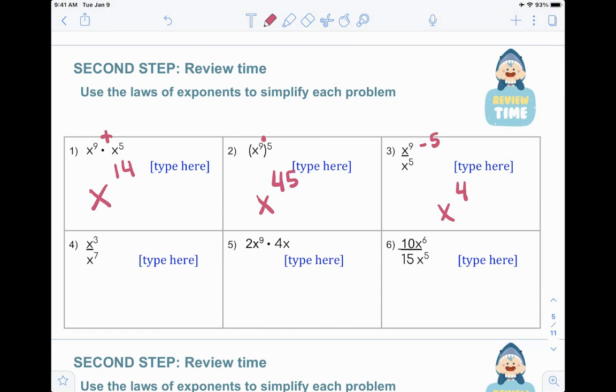So on problem 4 now, we're using the division property, but you'll notice this time the larger number is in the denominator. So we're going to subtract in the denominator. And I know that 7 minus 3 is 4, so I have x to the 4th power in the denominator. And if I don't see a number in the numerator, it is the phantom 1. So I can add a 1.